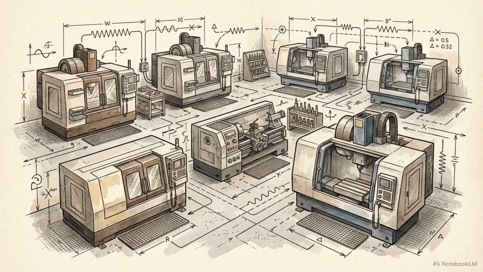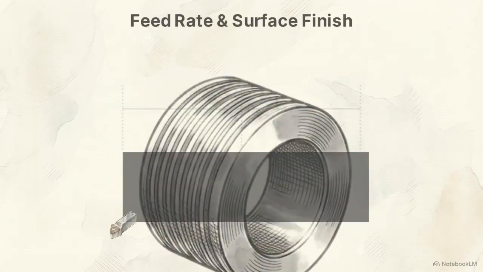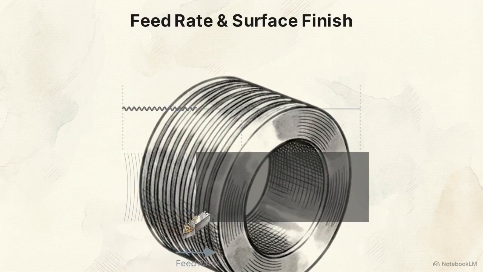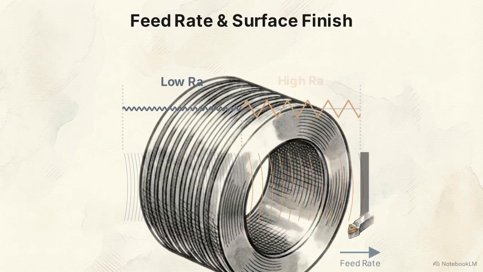Calculating these mathematical parameters is only half the equation. The shop floor has to physically generate them. The first variable is cutting speed. Rotating a part at higher speeds against a tool generally slices the metal cleaner, yielding a finer, smoother finish. Next is feed rate, the speed the tool physically advances along the material. Moving slowly creates tight, closely overlapping ridges. Increasing that feed rate leaves wider, more aggressive gouges in the metal, severely degrading the final RA value.